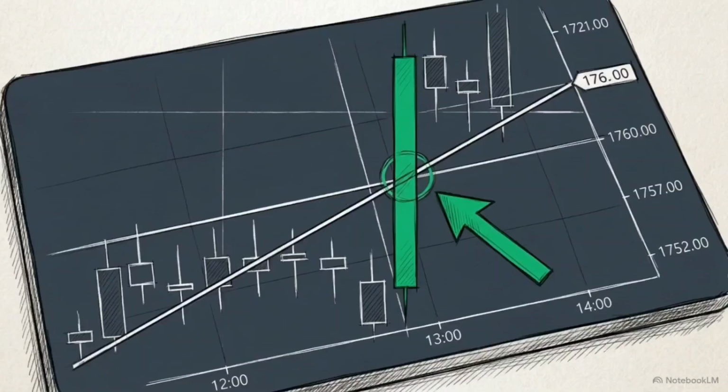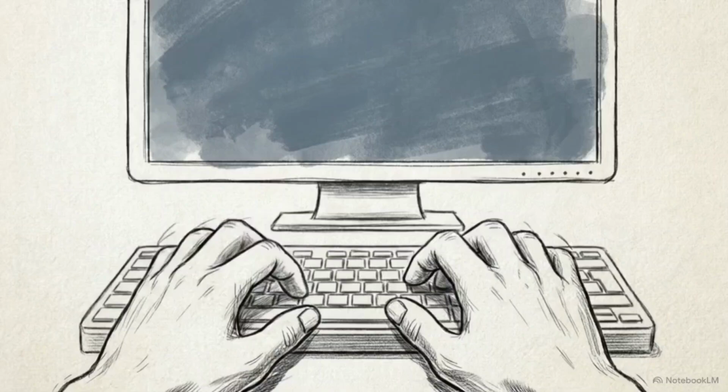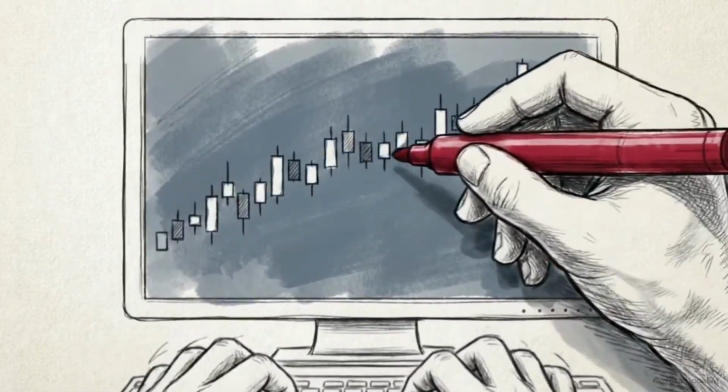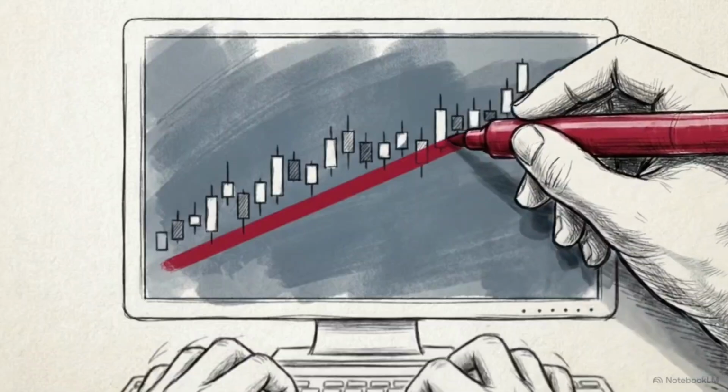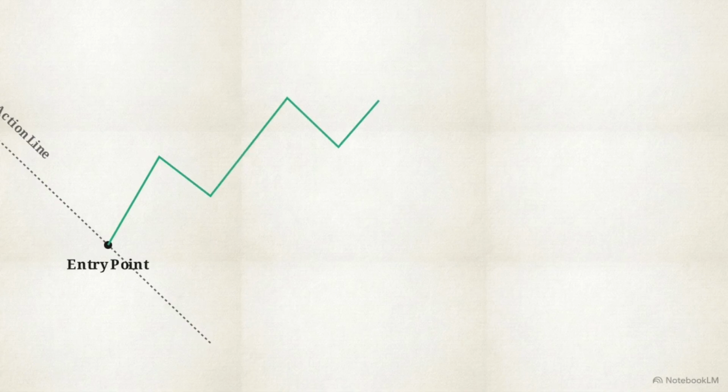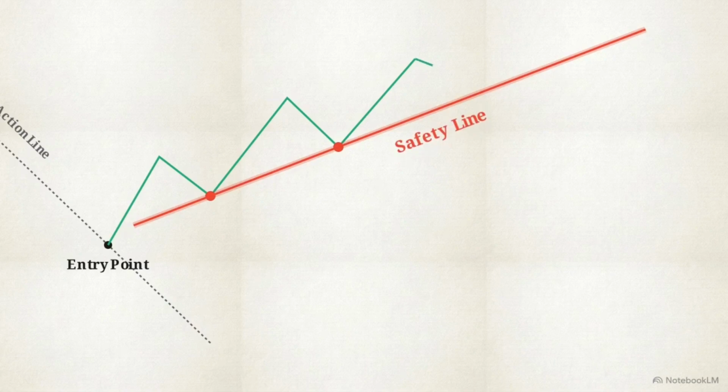Immediately after your order is filled and you are actively in the trade, you have a mandatory next step. You must establish a new structural boundary to manage your capital risk. You do this by introducing a safety line. This is an opposing trend line that tracks the market's newly established upward direction. As price continues upward from your entry point, you plot this opposing line directly underneath the new price action, connecting the new higher lows. This red safety line serves as a trailing net.